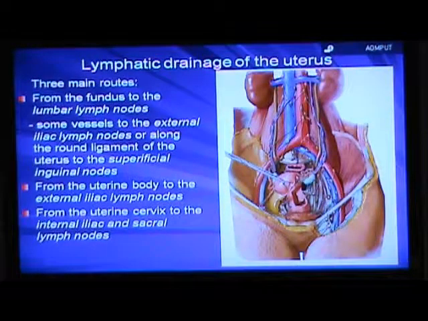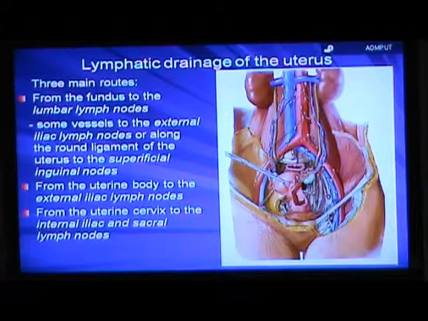And what is important is the lymphatic drainage of the uterus, because we can find three different directions of the pathway of the lymph. So, from the fundus of the uterus, the lymph passes to the lumbar lymph nodes. So, look, it's similar to the ovary and the uterine tubes. So from the ovaries and uterine tubes, and the fundus, to the lumbar lymph nodes.